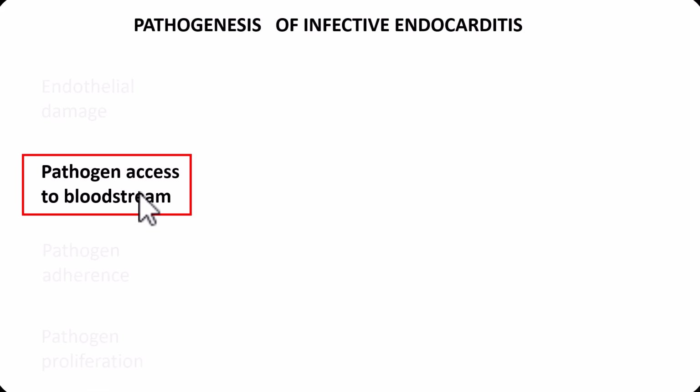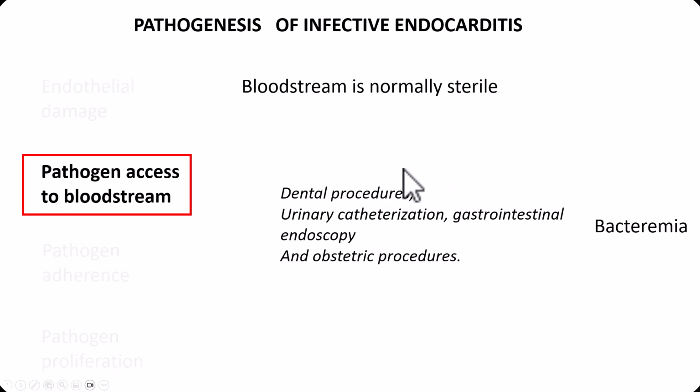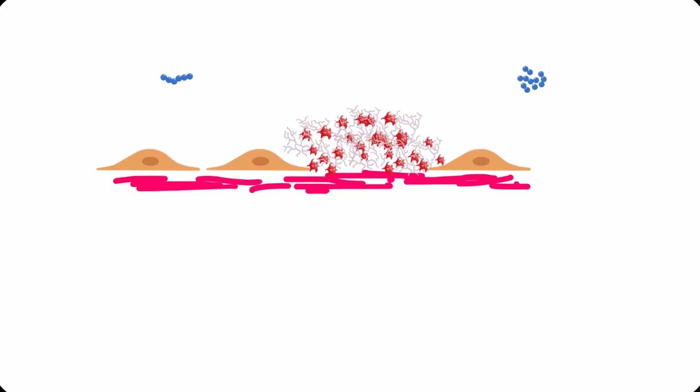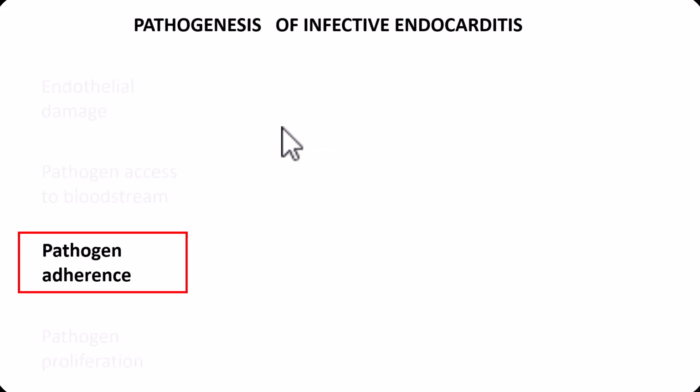How does the pathogen enter the bloodstream? We know that normally the bloodstream is sterile, right? So we have seen that bacteremia can be caused due to all these procedures, right? So the pathogens will get access to the bloodstream by these procedures. Okay, so look at this. These are the cocci which have access to the bloodstream, and now the third important point is once the pathogen is circulating in the bloodstream, and you have the endothelium which is damaged, there is a nidus which is waiting for the pathogen to adhere.